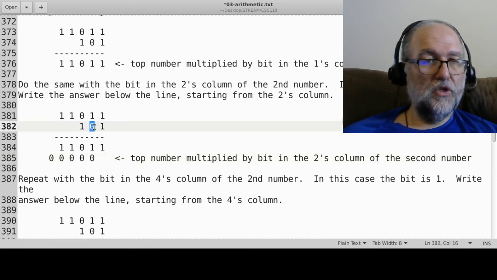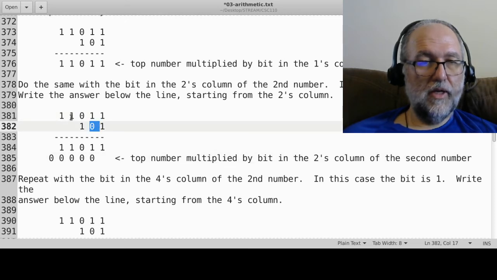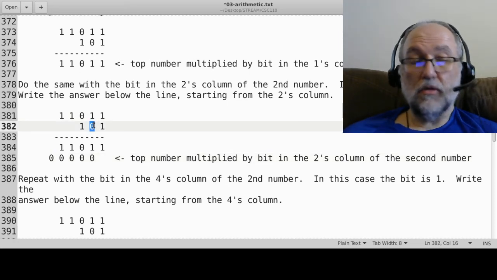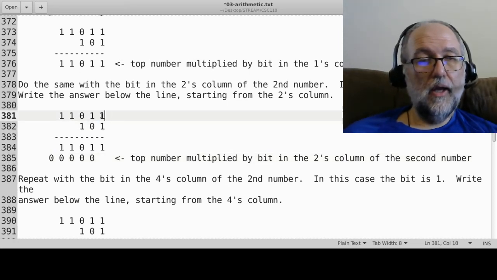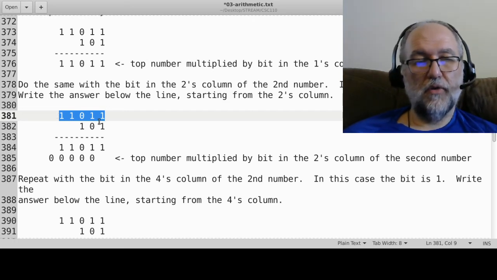Okay, so you're in the 2's column, so you go 0 times 1 is 0, 0 times 1 is 0, 0 times 0 is 0, 0 times 1 is 0, and 0 times 1 is 0 again. Basically, since you're multiplying that number by 0, you just get 0. Now you still kind of need those zeros for the placeholders, so here they are.